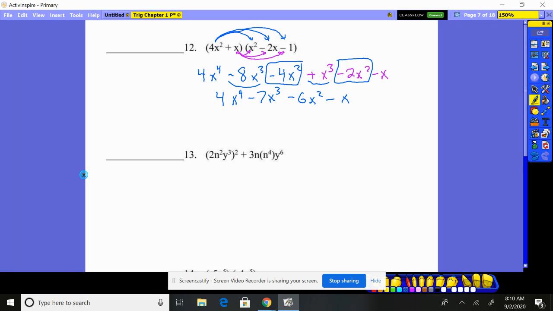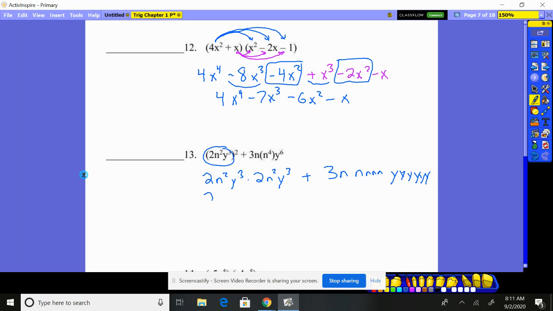13 creates confusion for kids sometimes. I'm squaring this whole thing, which means I have a 2n squared y cubed times another one. And then I'm adding this 3 piece. Now, notice it's a 3n times an n times a y, which we'll just write it out for the fun of it. And nothing else to do.